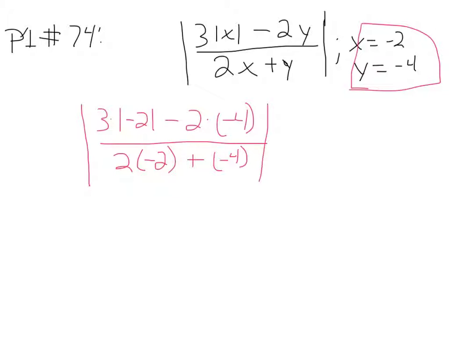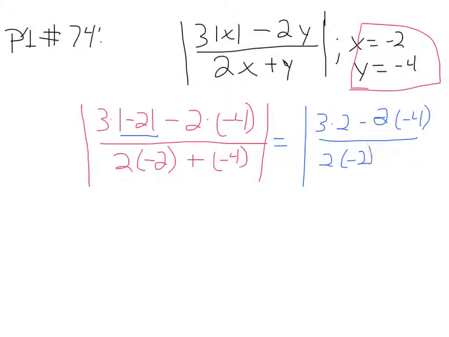Well, one of the first things I can do is notice that the absolute value of -2 that we have right here is just 2. So I can at least simplify that. So we're going to get 3 times 2 minus 2 times -4, over 2 times -2 plus a -4. Okay. So now I've gotten rid of the absolute values on the inside. Now I can start working with my numbers there.